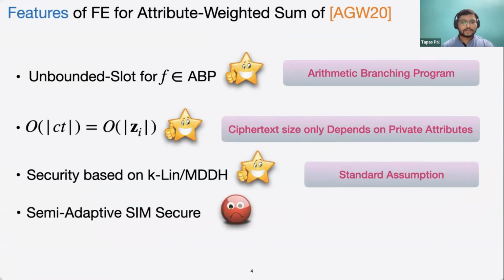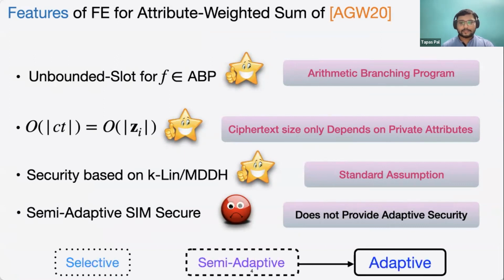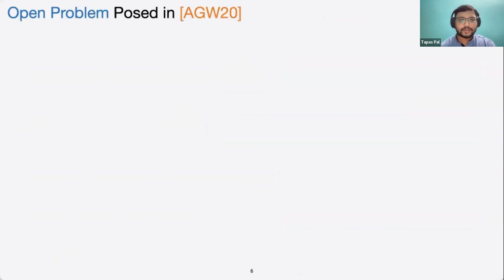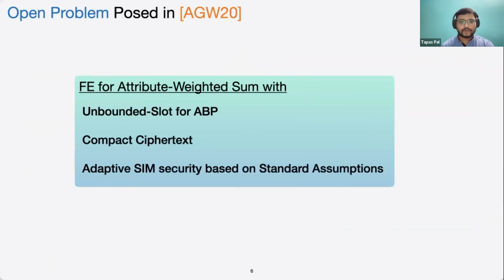However, they prove security only in the semi-adaptive simulation security model, and we know that it is not a realistic model. Selective security is weaker than semi-adaptive, and semi-adaptive is weaker than adaptive security. However, due to GKW16, selective security is kind of equivalent to semi-adaptive security. The known transformation from semi-adaptive to adaptive security requires the underlying semi-adaptively secure functional encryption to support general functionality. Due to this fact, AGW20 posed an open problem in their paper: to construct FE for attribute-weighted sum functionality with unbounded slot for ABPs with compact ciphertext and adaptive simulation security based on standard assumptions.